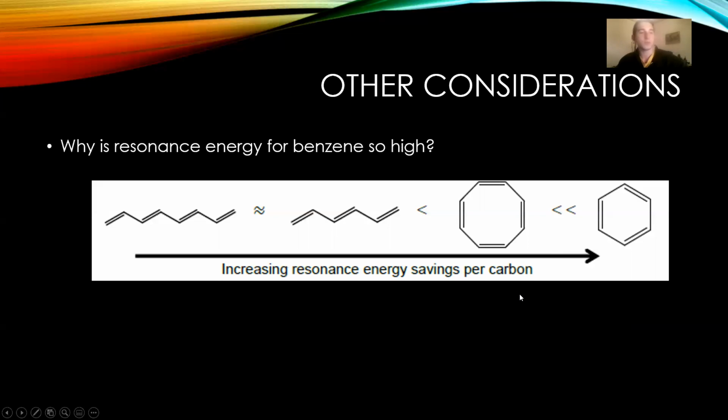Okay, so I told you we were going to discuss why the resonance energy for benzene was so high. And for this question, I think it's important to note that benzene has some interesting qualities, including aromaticity, which these other compounds here that I'm showing you lack, right? This is octatetraene and cyclooctatetraene. And it is not aromatic, right?